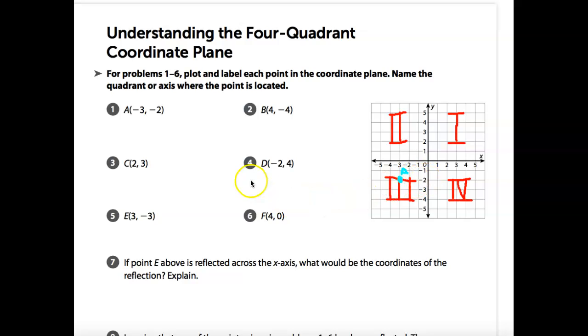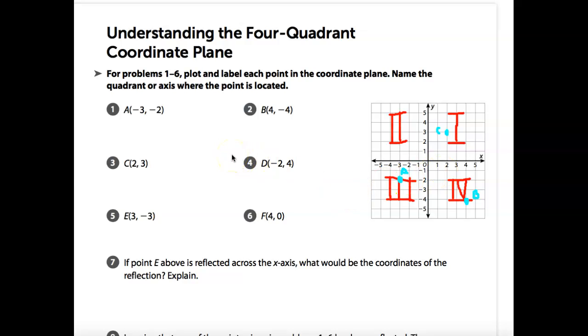All right, now let's go to B. 4, -4, go back and start at 0. It's a +4, so we go this way. And then it's a -4, so we go down. 1, 2, 3, 1, 2, 3, 4. So this is B. And C is 2, 3, so 1, 2, and then we go up. 1, 2, 3. Okay? And that is C. I think you guys have the idea of that. I'm going to let you do the last 3 on your own.